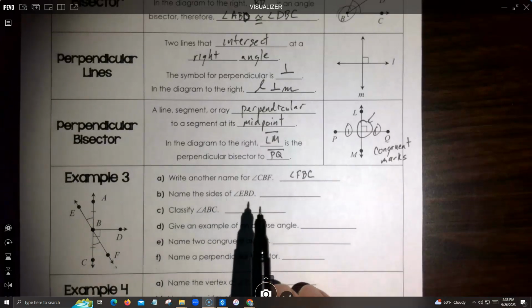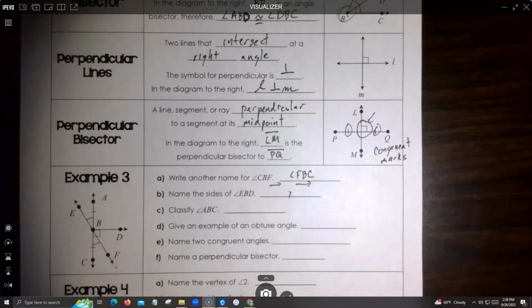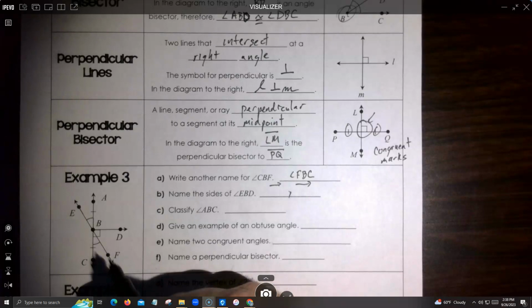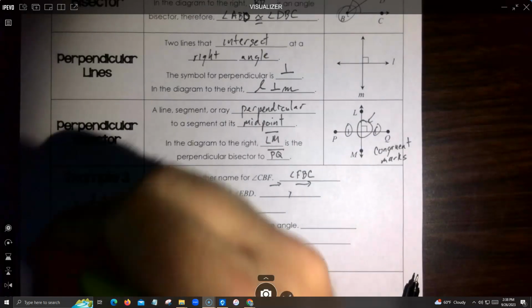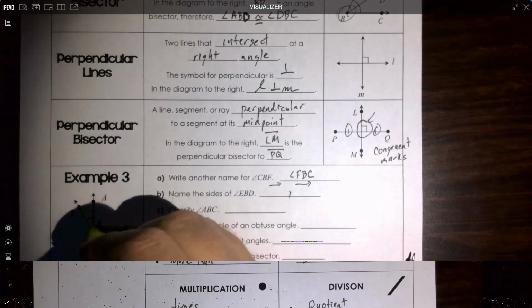Name the sides of EBD. Remember, sides are rays. So EBD is right there, which means it's BE and BD. Remember, you're telling my eyes which way to look. So BE makes me go that way, and BD makes me go that way. I follow the arrow of the rays.